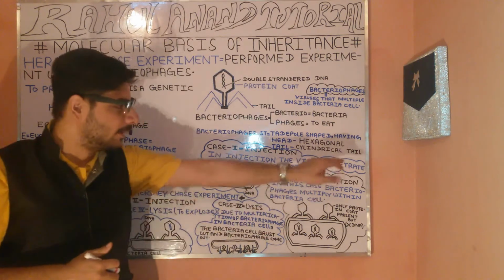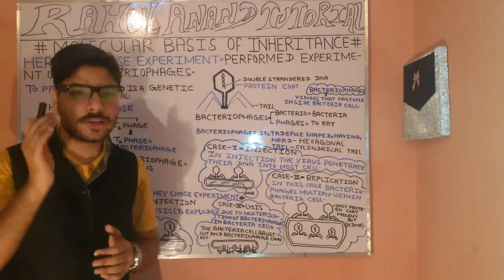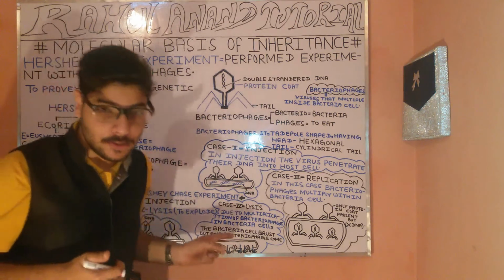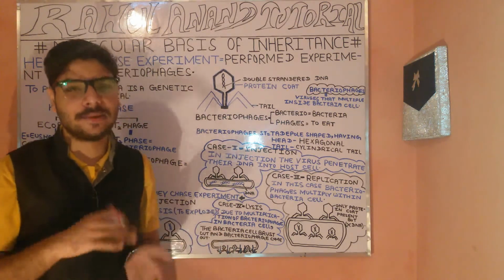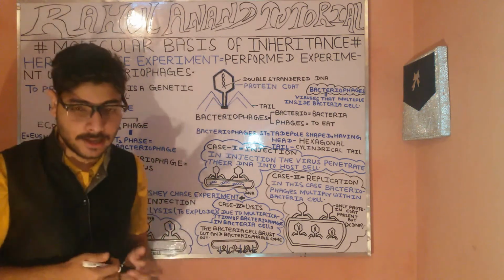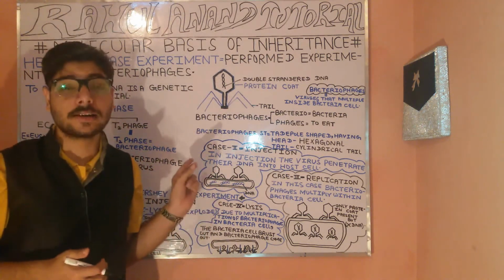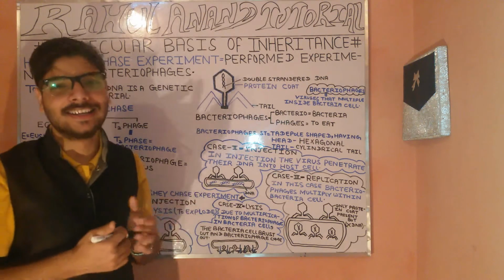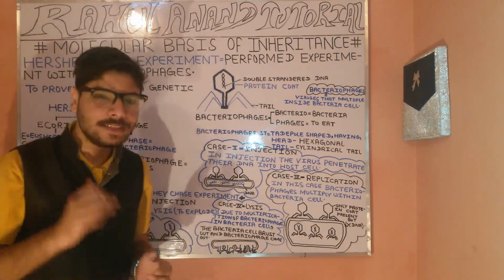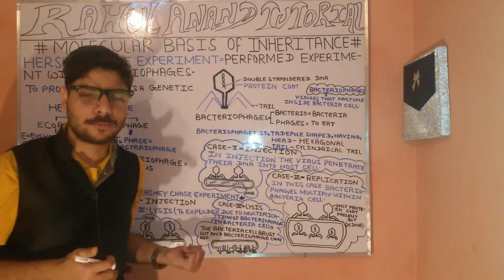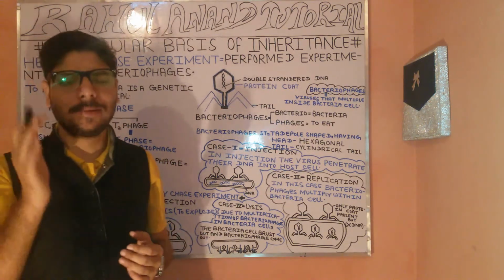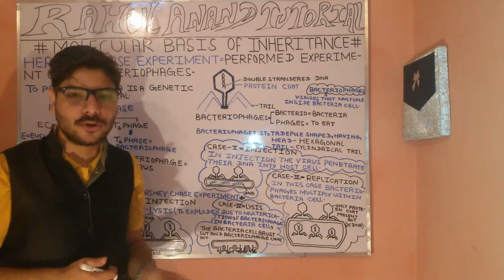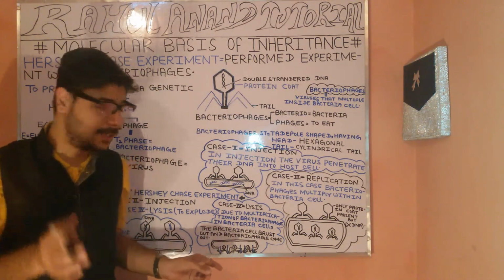Now let's discover the different steps and the different cases coming under our Hershey and Chase experiment. These are absorption, then injection, then replication, and finally the lysis process.